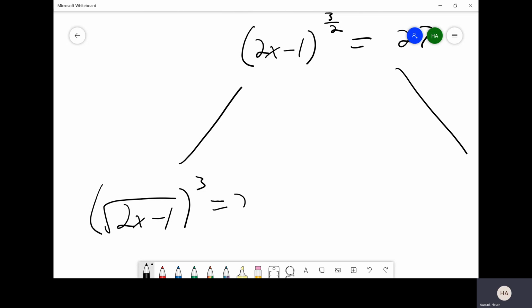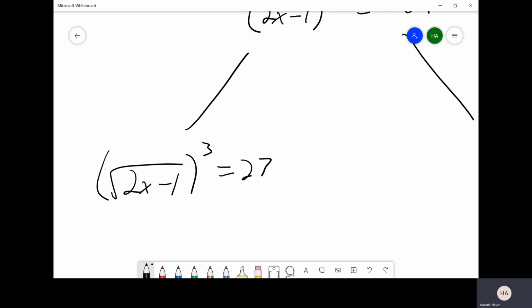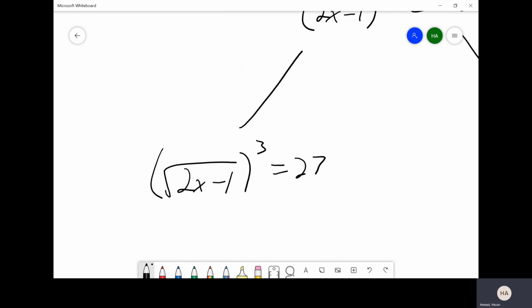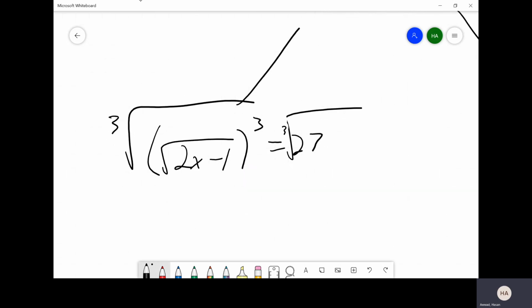Okay, so we have this to the 27 is equal to 27. So what I want to do now is just take the cube root of both sides. Taking the cube root of both sides is going to undo the raising to the third power. So we do this, and whatever we do to one side, we do to the other side, right? So we are now taking the cube root of the left and the right hand sides. And that's on purpose, because that's going to cancel with this here, right? So now all we're left with is the square root of 2x minus 1.